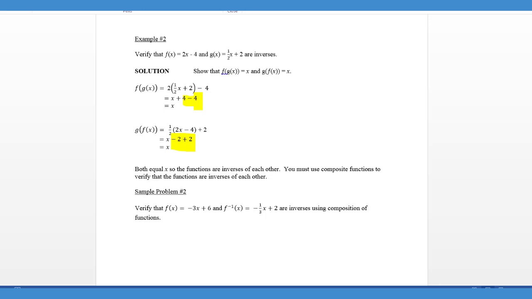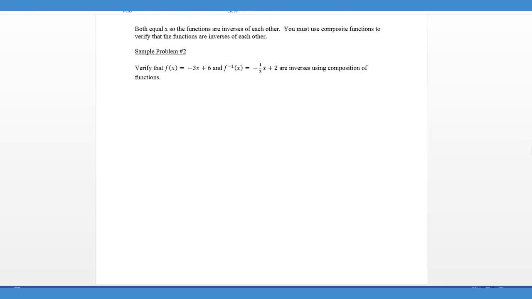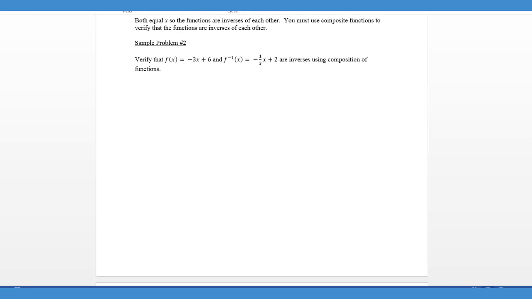So if you take a look at sample problem 2, we ask you to verify that these are inverses of each other using composition of functions. So go ahead and take a look at that now and come back and look at the solution. Okay, so I'm just going to simply set up the composition of functions for both sides of this, and let's see what it comes out to be.